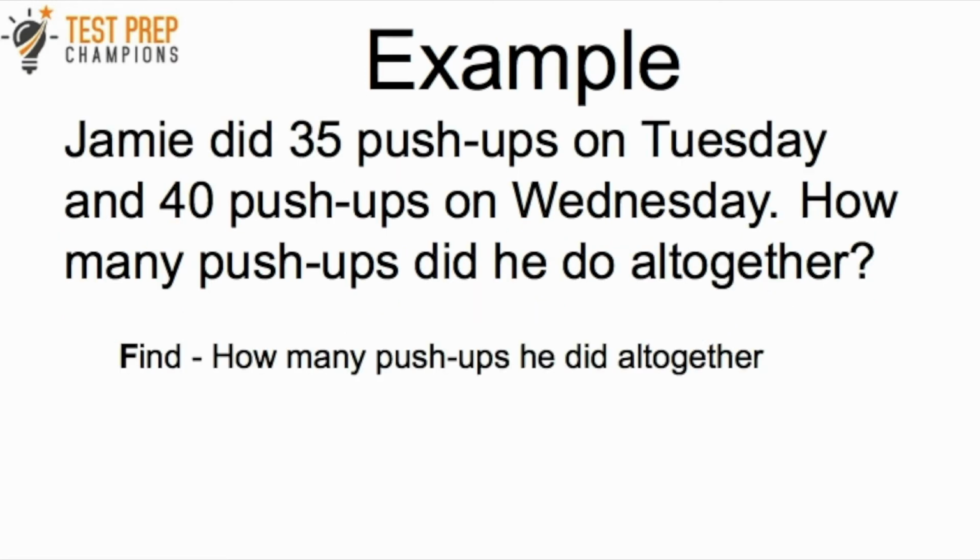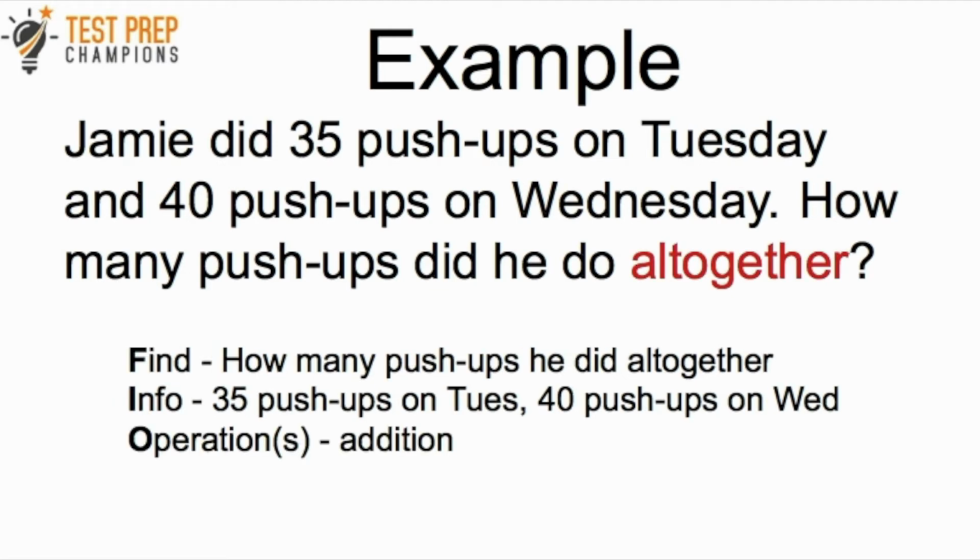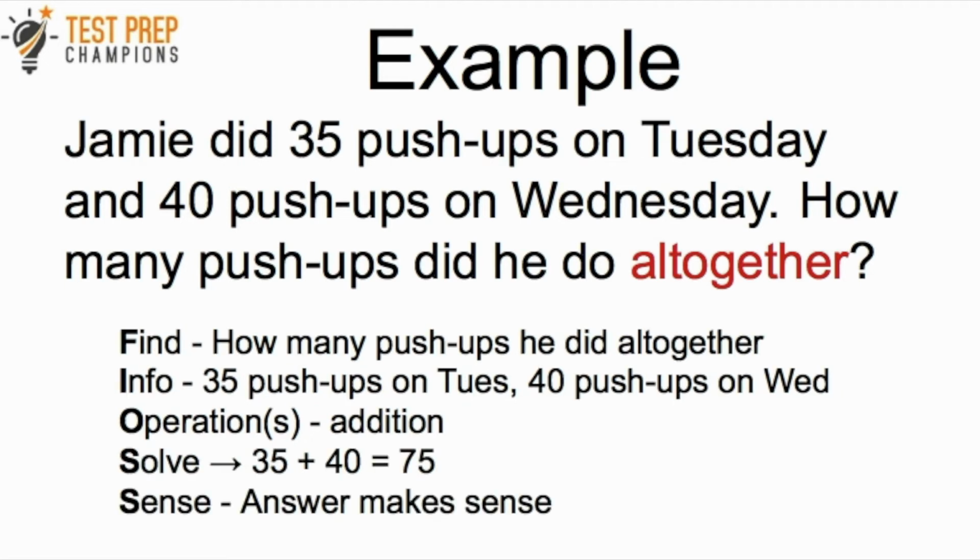Okay, so using the FIOS approach here, what do we need to find? Well, the question is asking us how many push-ups, to find how many push-ups he did altogether. Next, we want to look at the information. So we're given the info that he did 35 push-ups on Tuesday and 40 on Wednesday. Next, we have to consider which operation or operations do we have to do. And the word altogether is a good clue that we are going to have to add. So we solve the question, we do 35 plus 40, that equals 75.